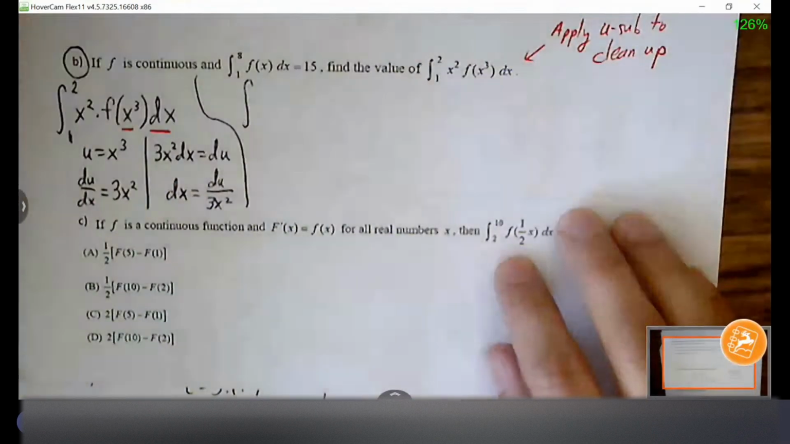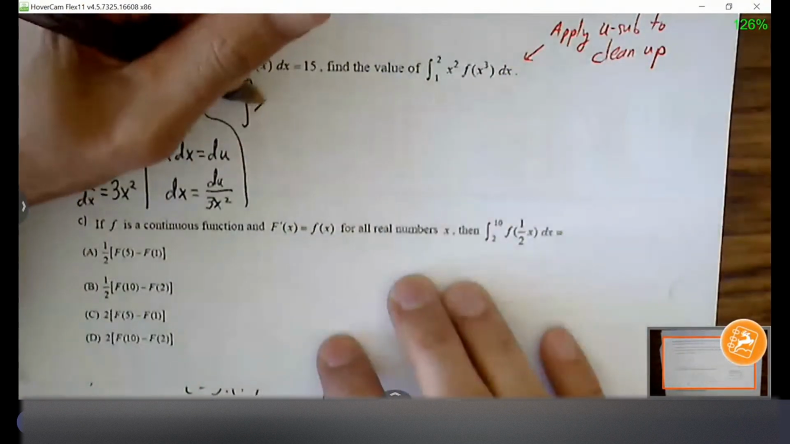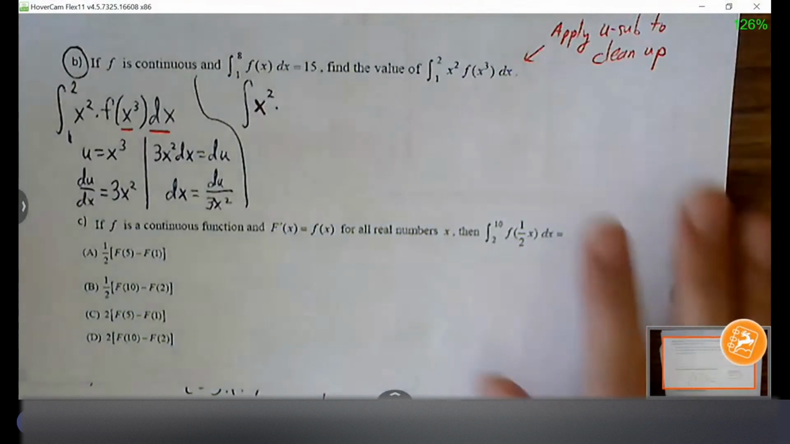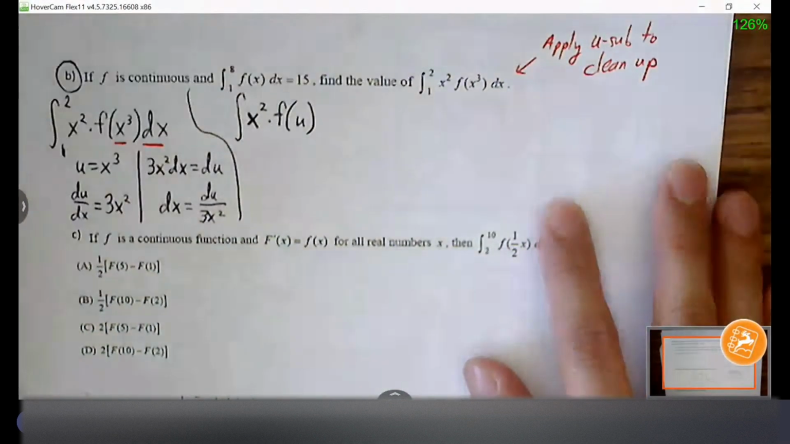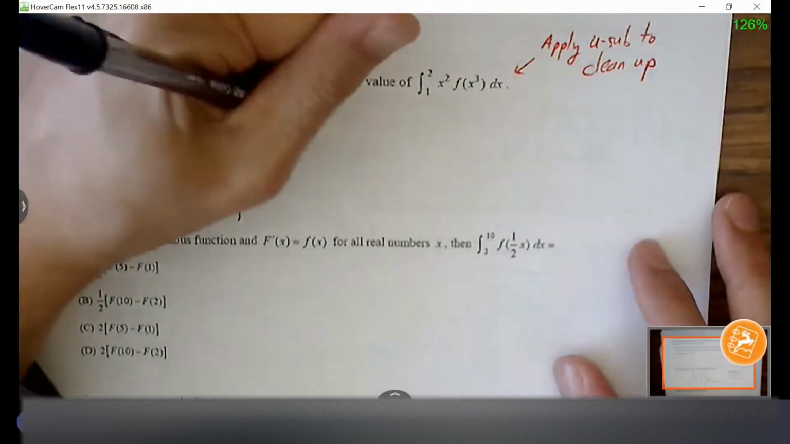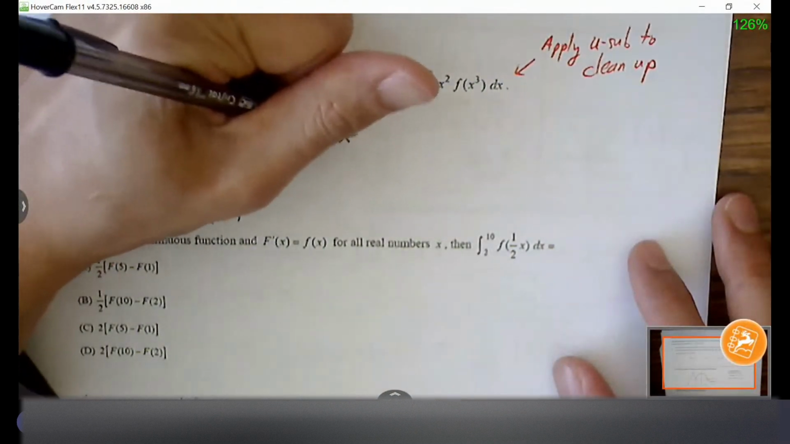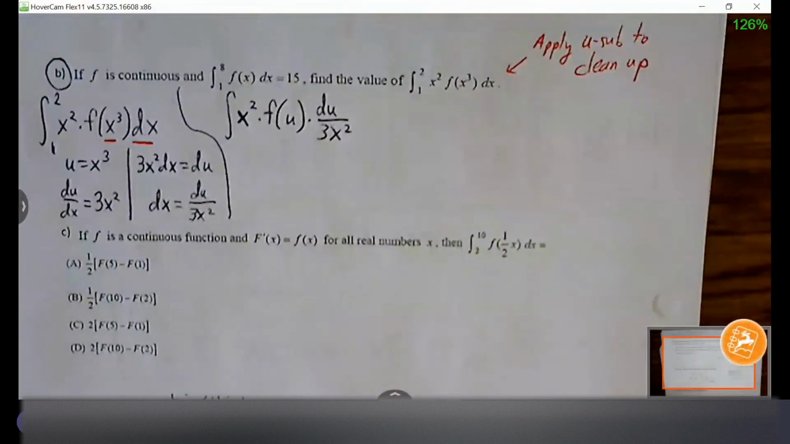So I'm not going to carry the bounds over, but I'll carry the x squared over. We'll talk about the bounds later. Replace the x cubed with U. Replace the dx with du over 3x squared. Okay, what do you guys see here? They cancel out the x. Good. X squared goes away. That's good.